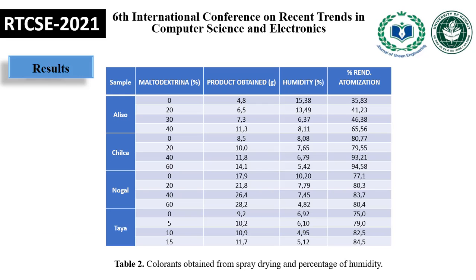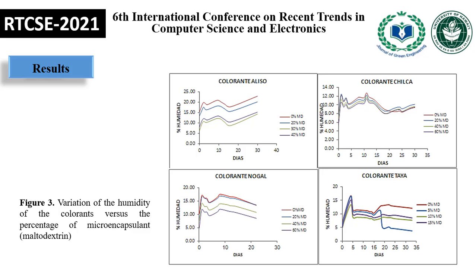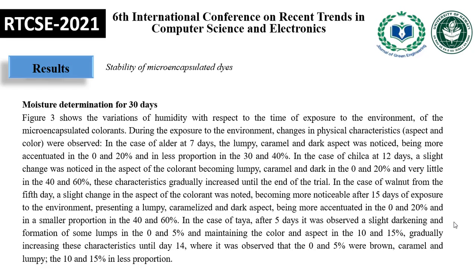Table 2. Colorants obtained from spray drying and percentage of humidity. Figure 3. Variation of the humidity of the colorants versus the percentage of microencapsulant, maltodextrin. Moisture determination for 30 days. Figure 3 shows the variations of humidity with respect to the time of exposure to the environment of the microencapsulated colorant. During the exposure to the environment, changes in physical characteristics were observed.